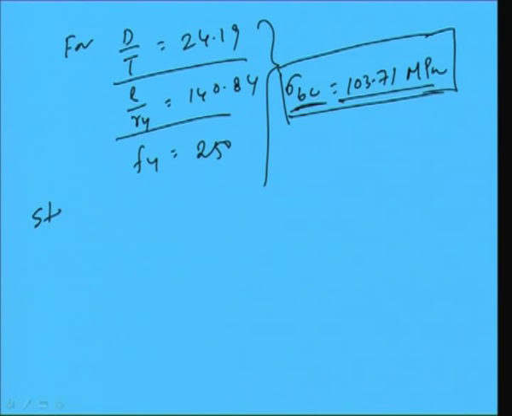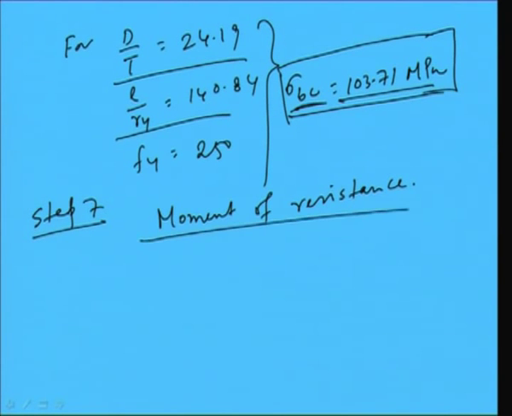Next, we will go to step 7. In step 7, what will we be calculating? The moment of resistance, because now we know the section which we have selected, and we know the permissible compressive stress in bending, sigma b c, which we have now calculated. On that basis, we can find out the moment resistance capacity of that section. So, the moment of resistance, say M R, will be sigma b c into Z.